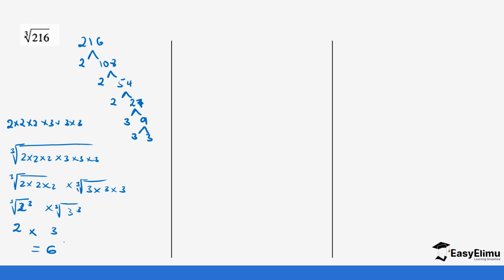Let's look at another example. So you have these unknown values. This is the same as the cube root of a power 6, b power 3. Let's make a bit of separation to make our work easier. This is the same as the cube of a times the cube of a times the cube of b.